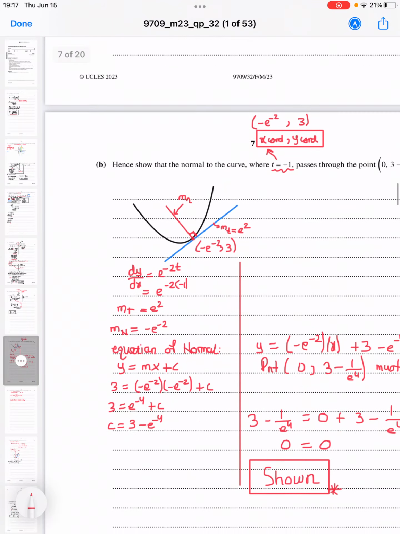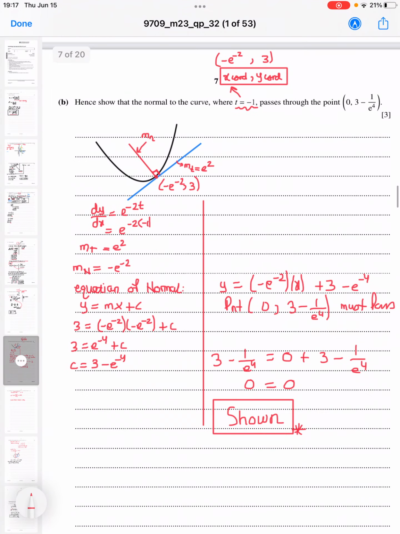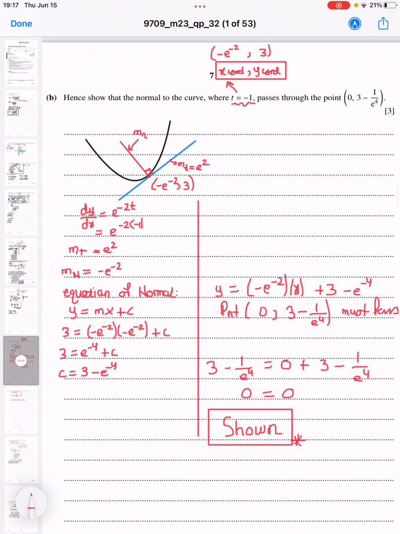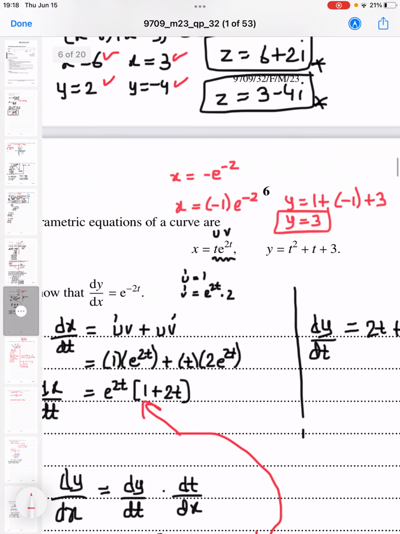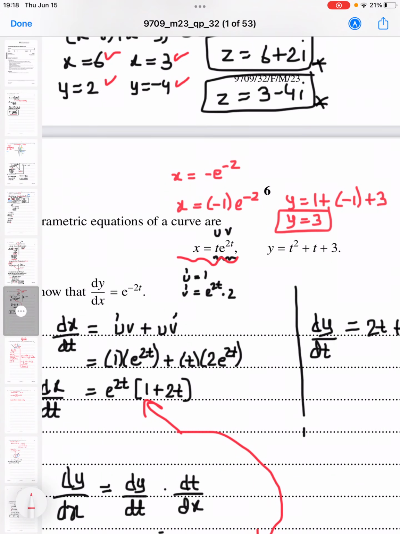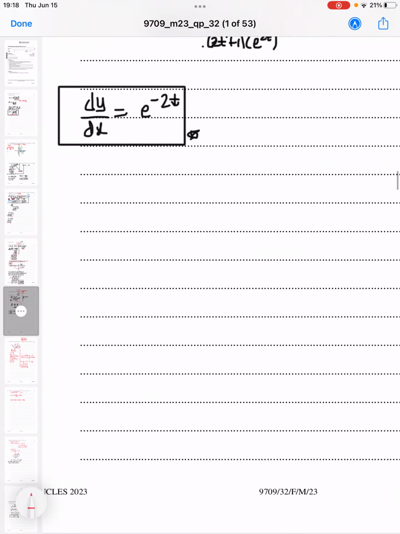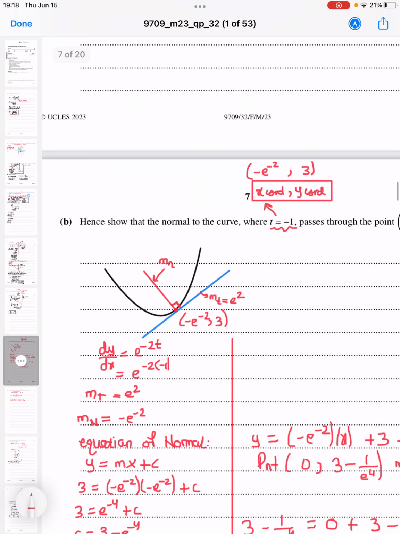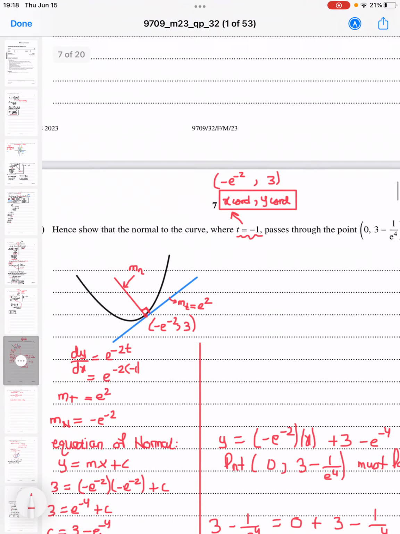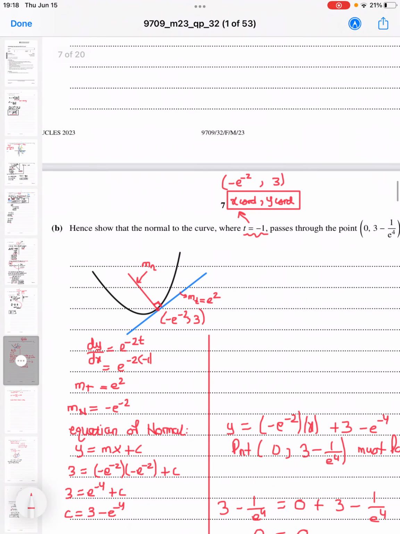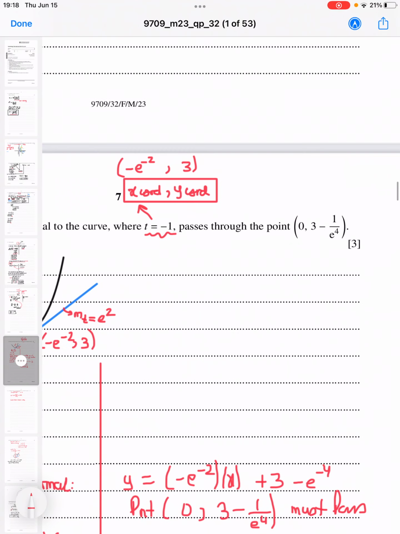So the B part of it says, hence show that the normal to the curve at t equals -1 passes through a given point. So at t equals -1, you could plug in the values, x at t equals -1 and y at t equals -1. You would get minus e raised to the power minus 2, and 3. So these are the coordinates, and it says to show that the normal passes through the point given.